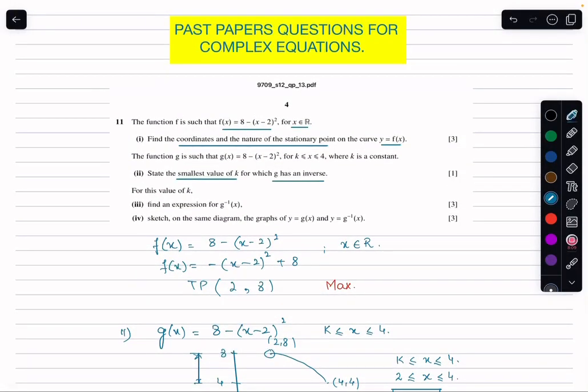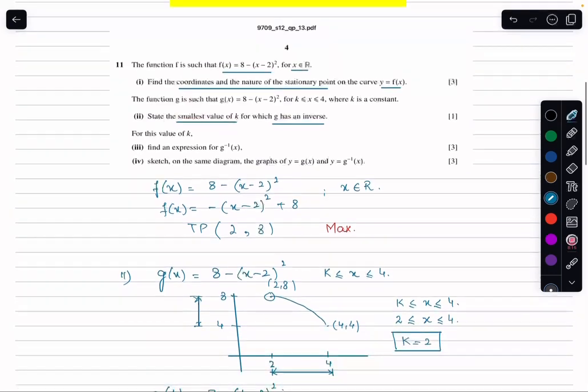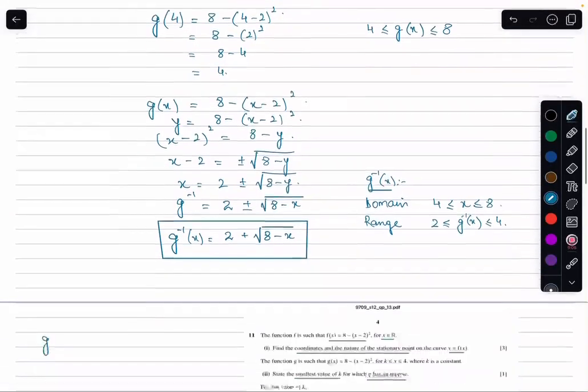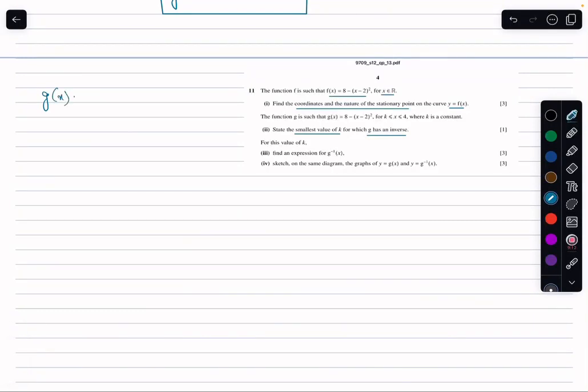Now the last part of the question says: sketch on the diagram the graphs of y equals g x and g inverse. So just to sketch the diagram, for g x, it was from 2 less than or equal to x, which is less than or equal to 4, and my range was g x less than or equal to 8. And therefore, for the g inverse function, I know that the values just need to get flipped. Therefore, for the domain, 4 less than or equal to x less than or equal to 8, and the range, which is 2 less than or equal to g inverse x, which is less than or equal to 4 here.